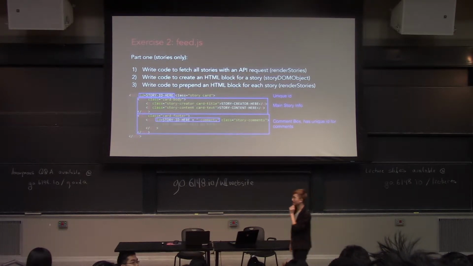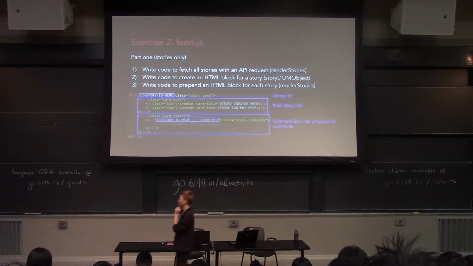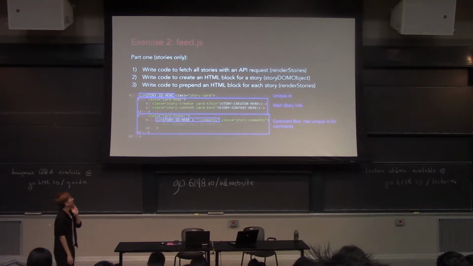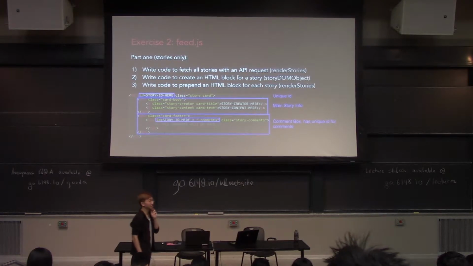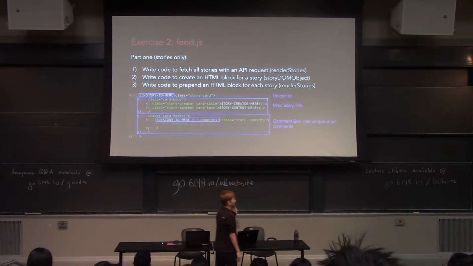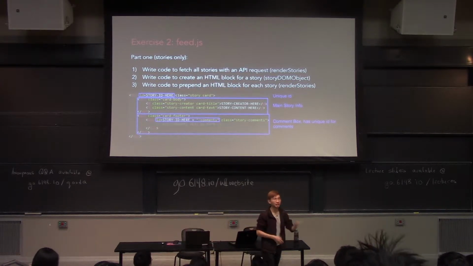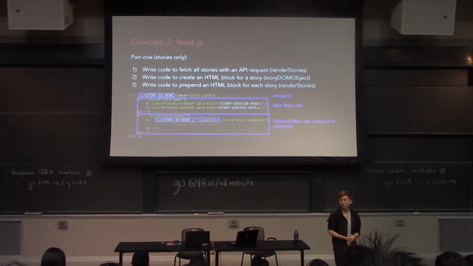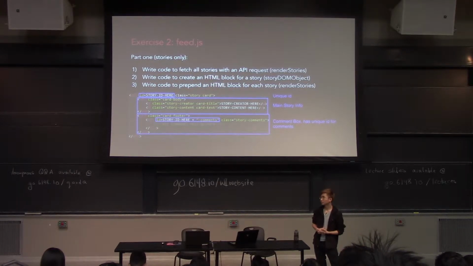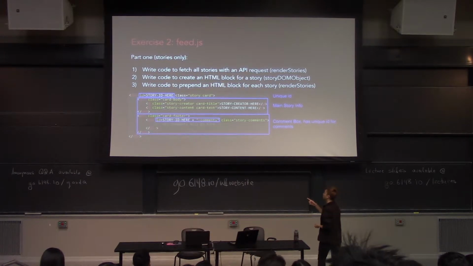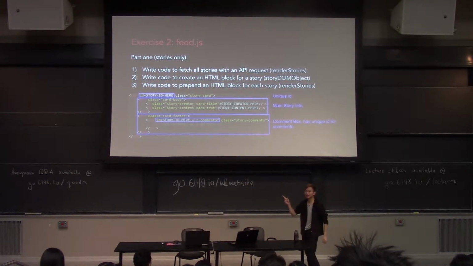Yeah, you're going to make an API request to get all the stories. You're going to make an HTML element for each of the stories. And then you're going to actually prepend the HTML elements to your stories div. We prepend because we want our newer stories to appear on top. And if you forget how to create HTML elements, you can take a look inside profile.js.